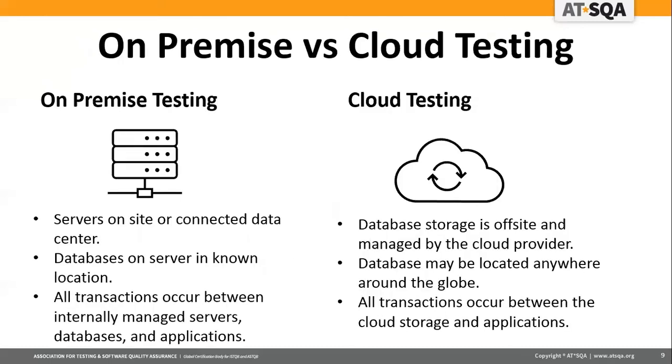Now let's do a quick comparison between on-premise versus cloud testing. In on-premise testing, you're doing your testing using servers that are on-site or in a connected data center. So you know where those databases and servers are located, and you can access them. All the transactions that occur between your applications, the databases, and the servers are all internally managed by the business. So you can manipulate them to do simulated testing if you need to.